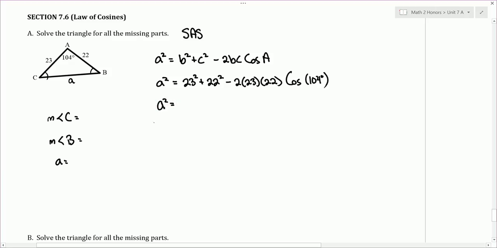You could put this in your calculator. 23 squared plus 22 squared minus 2 times 23 times 22 times the cosine of 104. And you get a squared is approximately 1,257 point. I'm going to maintain a lot of decimal places here until I get to my final answer.